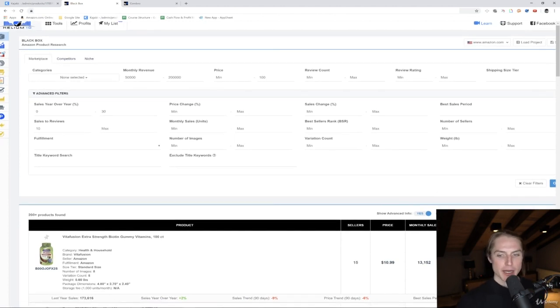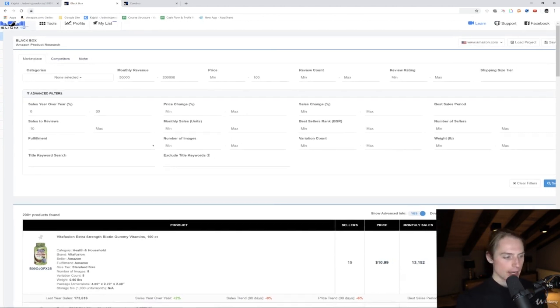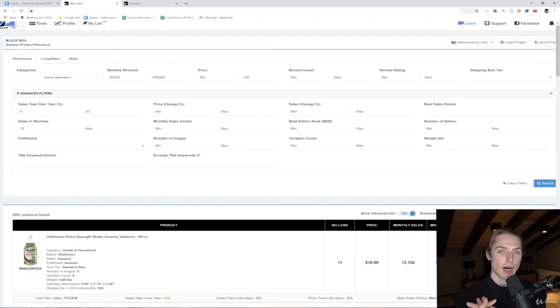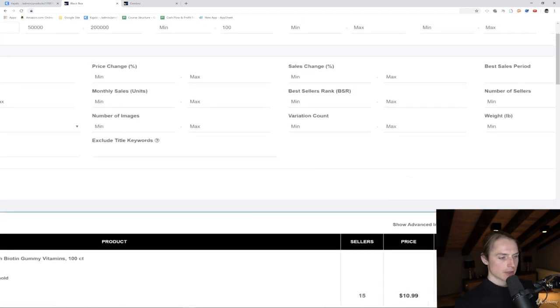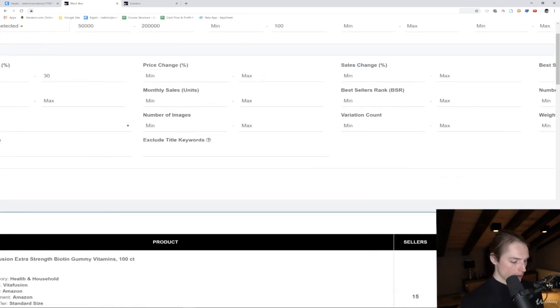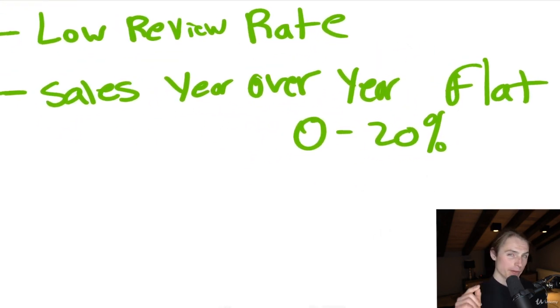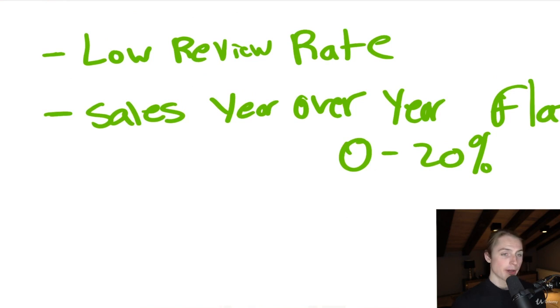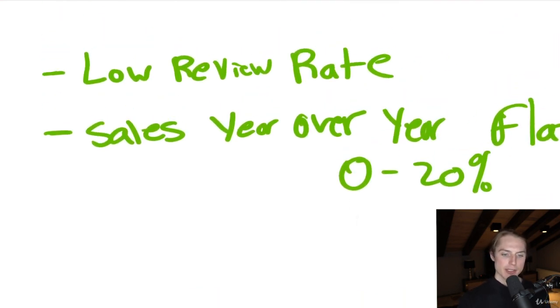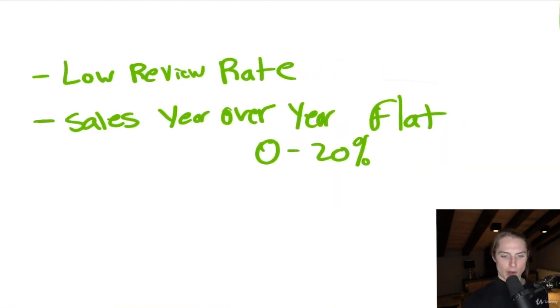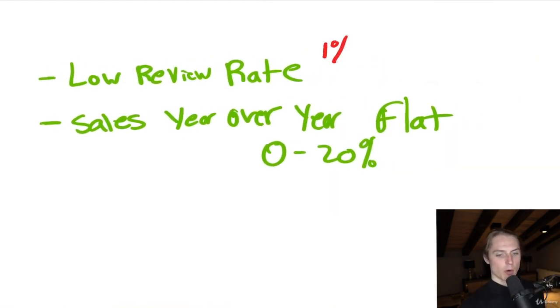You obviously want to get creative with your own, but let's say we wanted to find a market that is easier to compete in, okay? What I would want to do is find something with a low review rate. That means they're not driving reviews. And what does that mean? Well, an organic review rate on Amazon is about 1%.